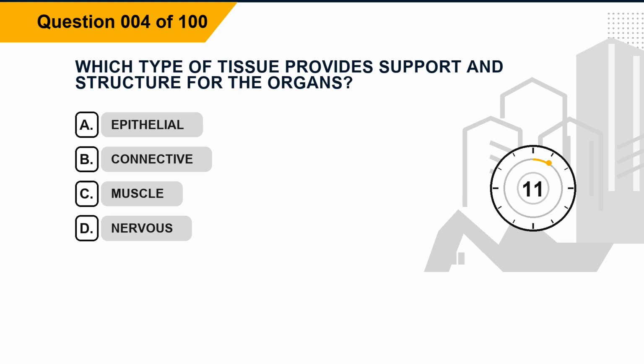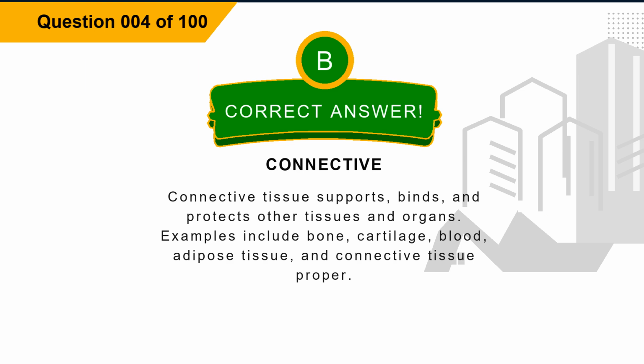Question 4. Which type of tissue provides support and structure for the organs? Option A, epithelial. Option B, connective. Option C, muscle. Option D, nervous. The correct answer is option B, connective. Explanation. Connective tissue supports, binds, and protects other tissues and organs. Examples include bone, cartilage, blood, adipose tissue, and connective tissue proper.